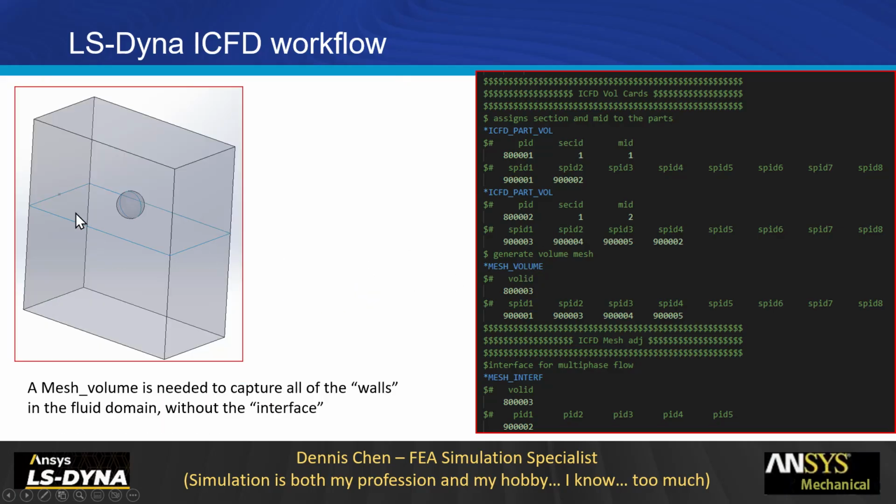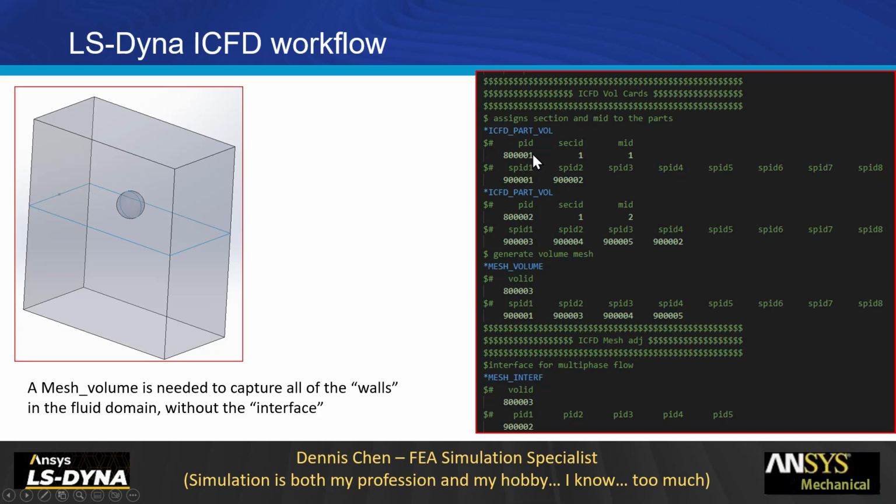The mesh volume doesn't include the surface body in the middle. It just includes all of the boundaries for the entire fluid domain, because the mesh volume is what generates the grid. We need to make sure we cover the entire outside surface, and that's what generates the mesh. The mesh is different from the volume. The volume is what defines the material within that volume. The mesh is what generates the grid. That's the biggest distinction we want to make.